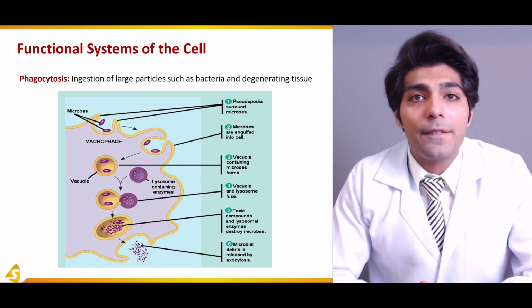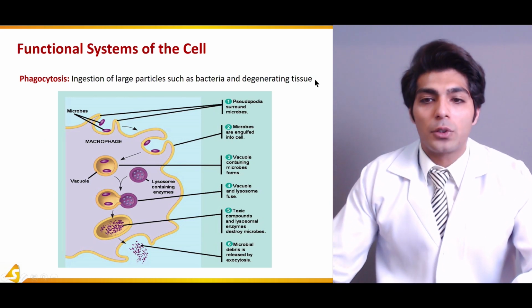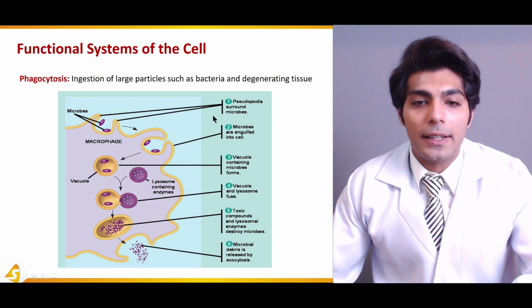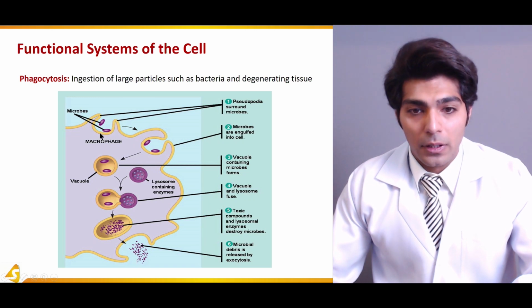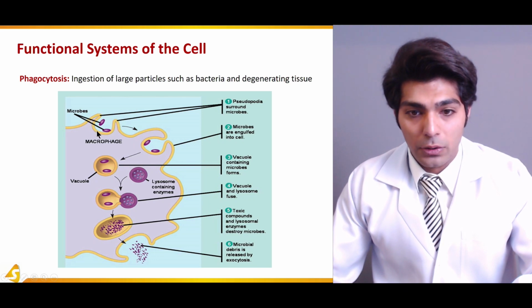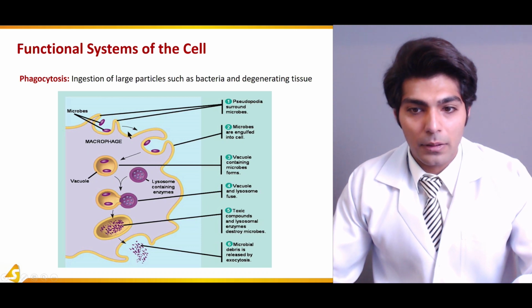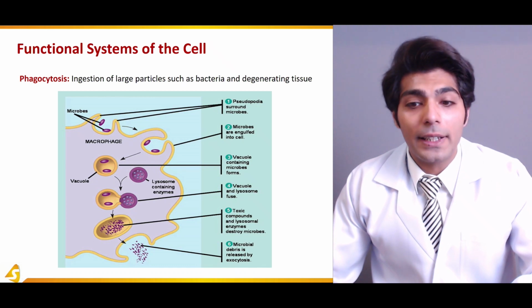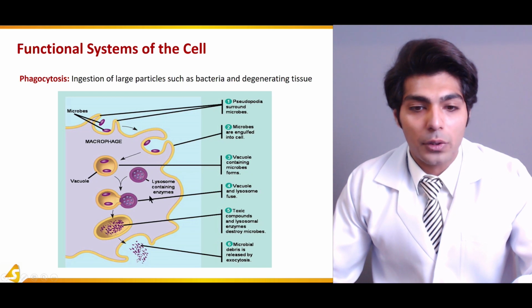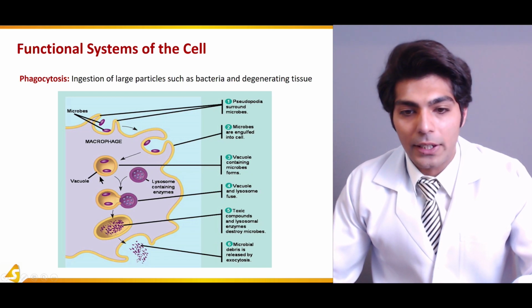Now we have phagocytosis. In phagocytosis, once microbes become attached to the cell membrane, pseudopodia surround them. The pseudopodia perform their function, moving outside and creating finger-like projections on the outside of the cell membrane. The microbes are engulfed inside the cell, and a vacuole containing the microbe forms.